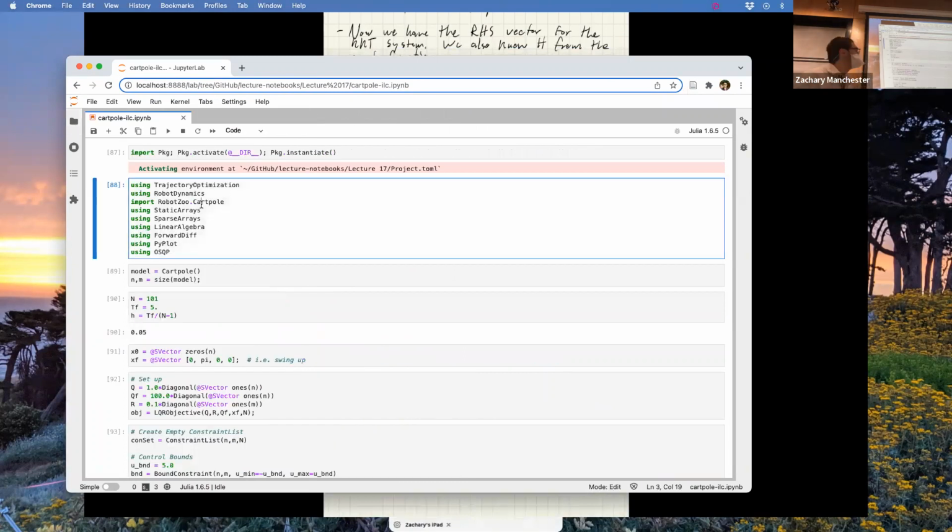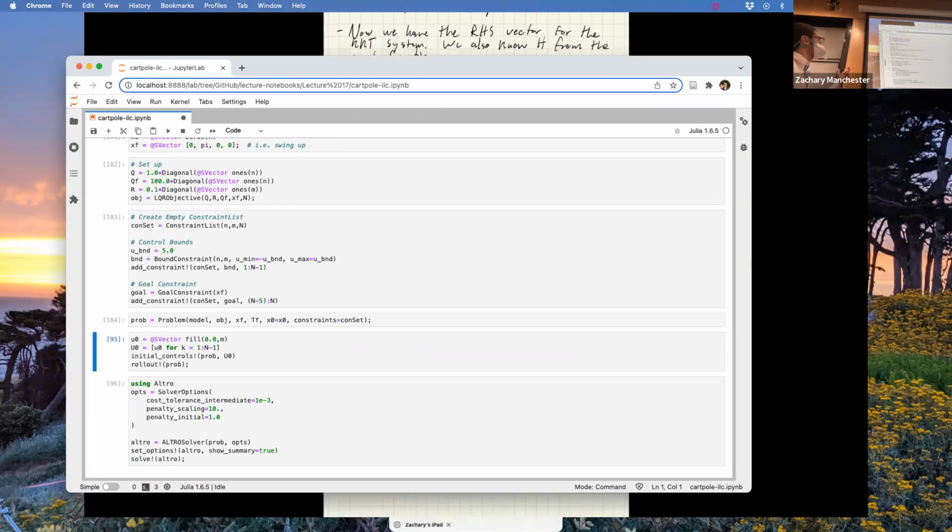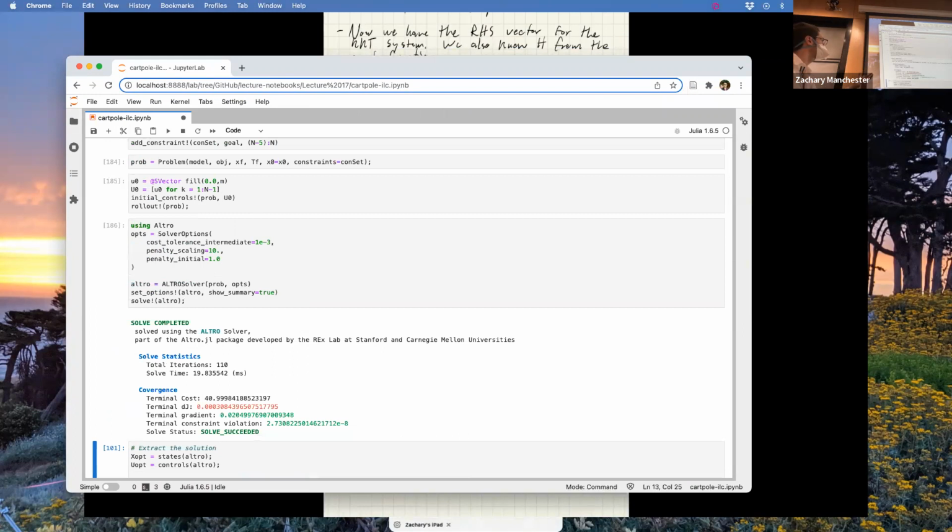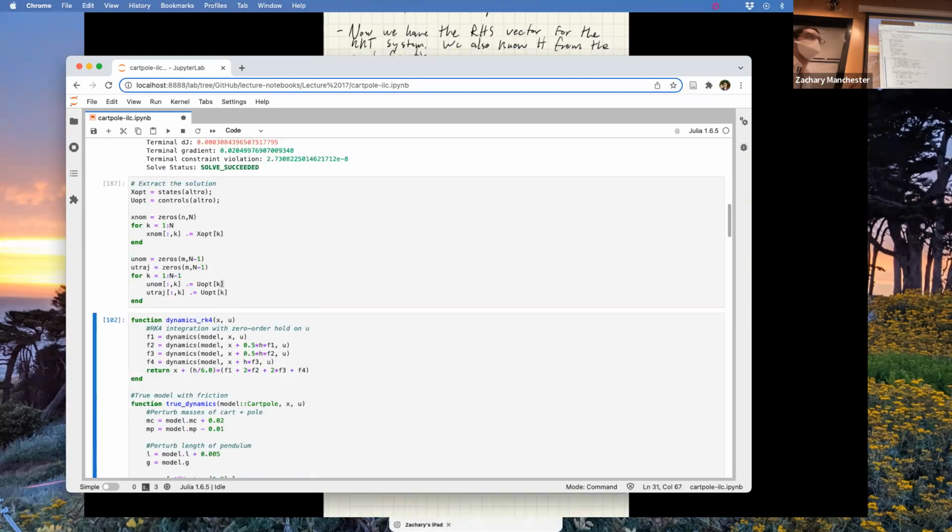Okay, so this is a cart pole. What we're going to do first is solve the nominal problem offline with Altro, our lab solver, in 20 milliseconds, which is pretty awesome. Thank you, Brian. This is a cart pole. I'm going to show you that now.